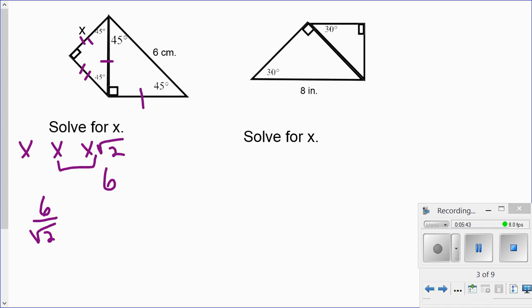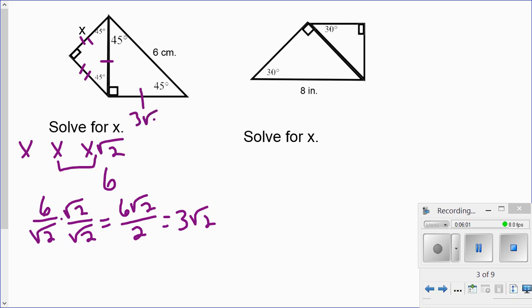Well, that's not simplified, so I'm going to multiply that by root 2 over root 2, which we did before, and I get 6 root 2 over 2, which I can simplify. 6 divided by 2 is 3, so I simplify that to 3 root 2. So that means that this is 3 root 2, and so is this one. Okay, both legs are 3 times the square root of 2.